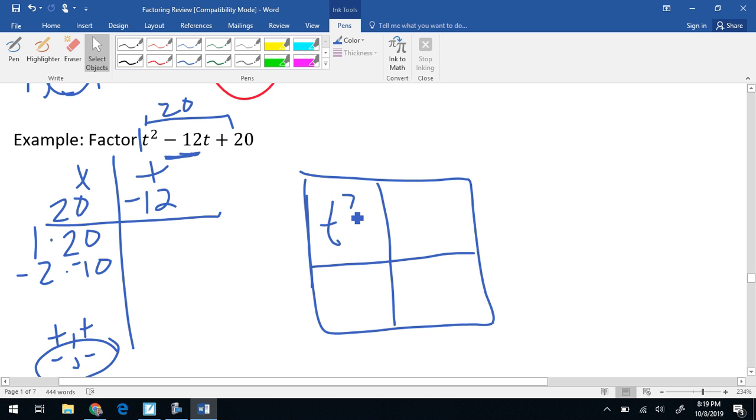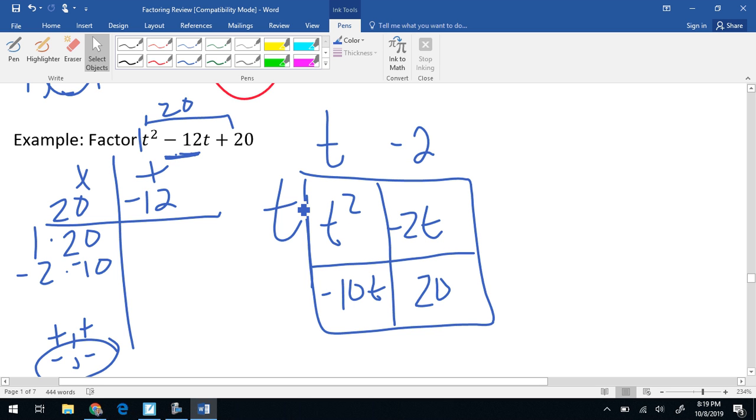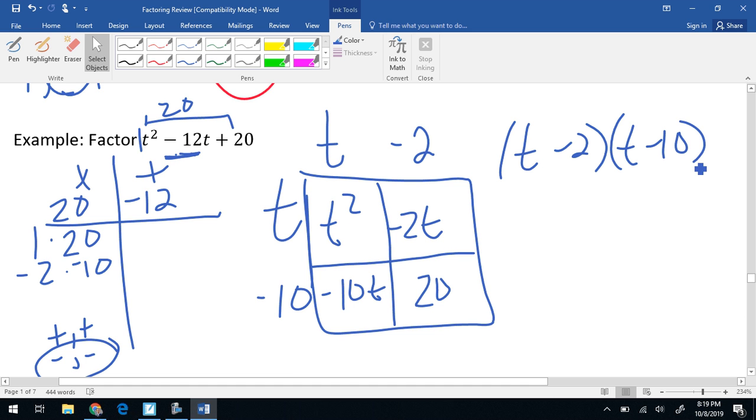First box is t squared. Last box is 20. My two numbers are negative 2 and negative 10. And again, I want them to add to negative 12t, so I'm going to put the t in there. Pulling out my GCF, t in common, 2 in common since it's negative, negative 2. T in common, 10 in common since it's negative, negative 10. So I'm going to get t minus 2 times t minus 10.